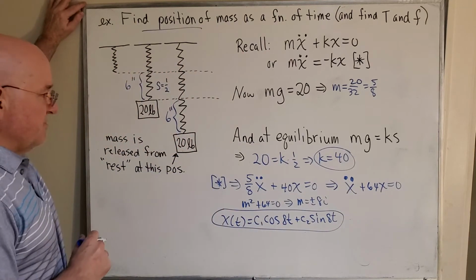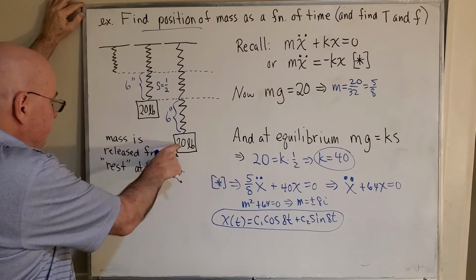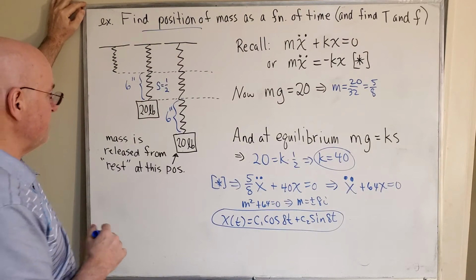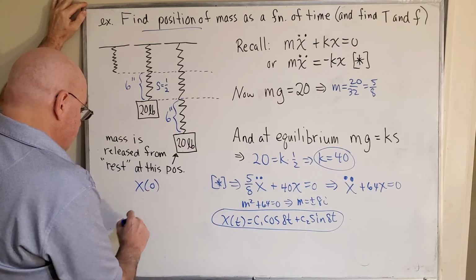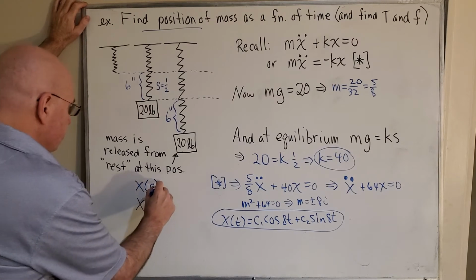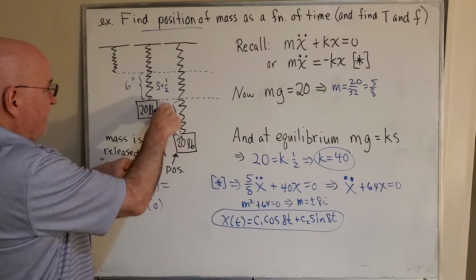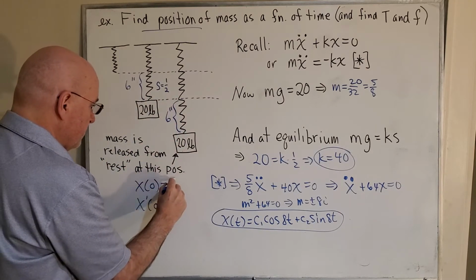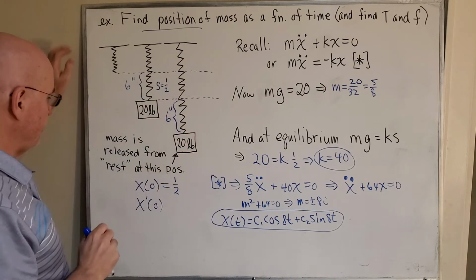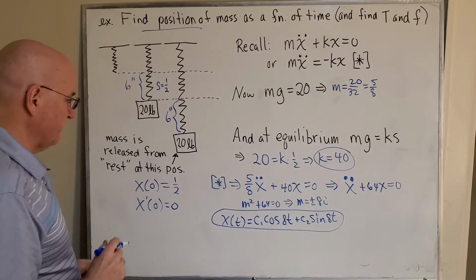Well, I mentioned this is an initial value problem, at least I think I mentioned that. The mass is released from rest at this point. So what are our initial values? At time 0, what is the position and what is the velocity? Well, at time 0, it's right here, so this is equal to 1/2. So at time 0, that's the position 1/2. This would be 0, -1/2, and so on. And the velocity, since it was released from rest, the velocity is 0.